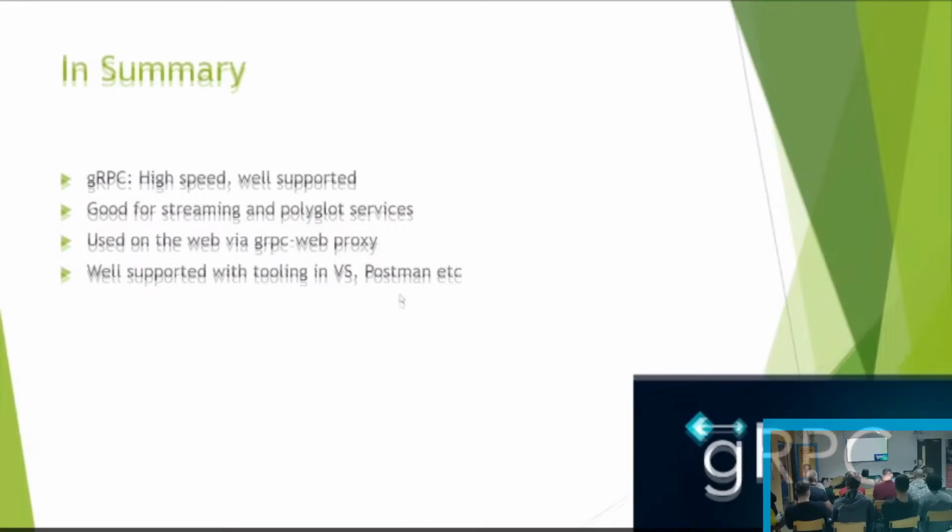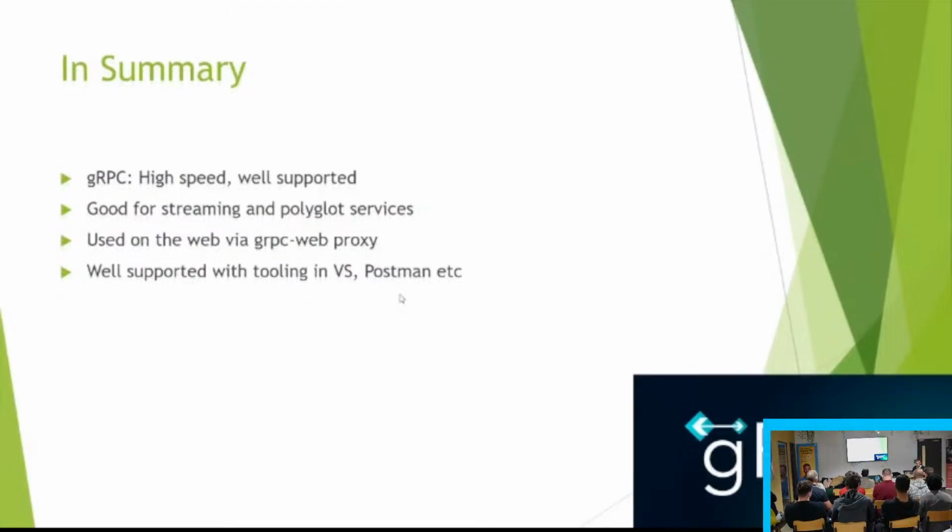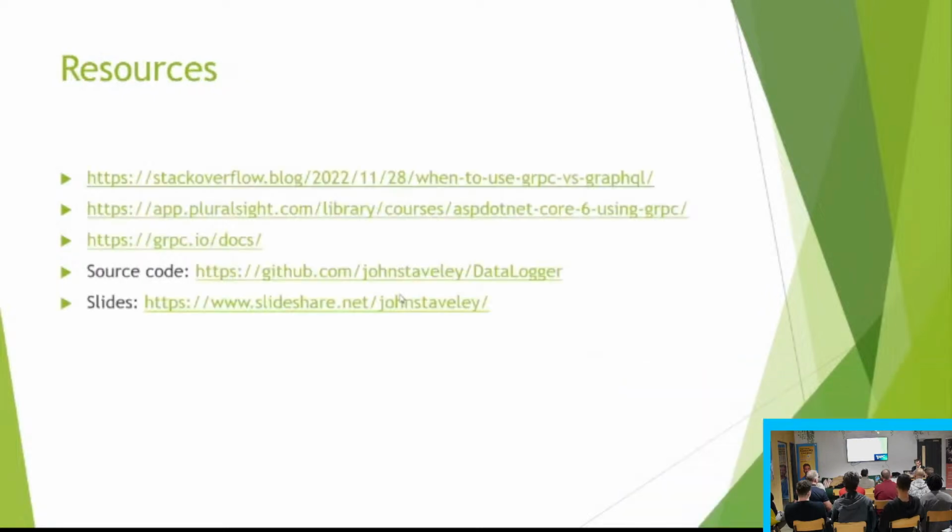Okay, so in summary, if you care about speed, you need to be thinking about gRPC. It's well supported across a huge range of languages. It's a way that a lot of vendors allow interoperability between different services written in different languages. One of the key use cases is streaming, so one-way streaming, two-way streaming. We can access it via gRPC web using a proxy, and it's well supported in the tooling with Visual Studio and Postman.